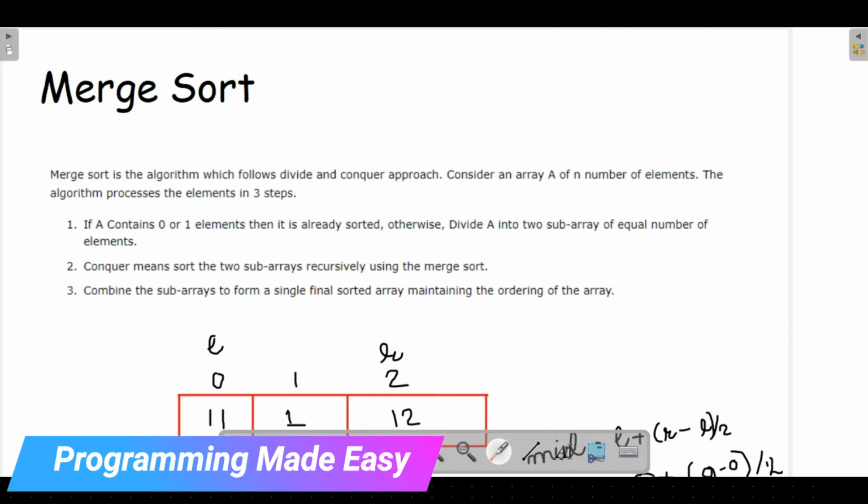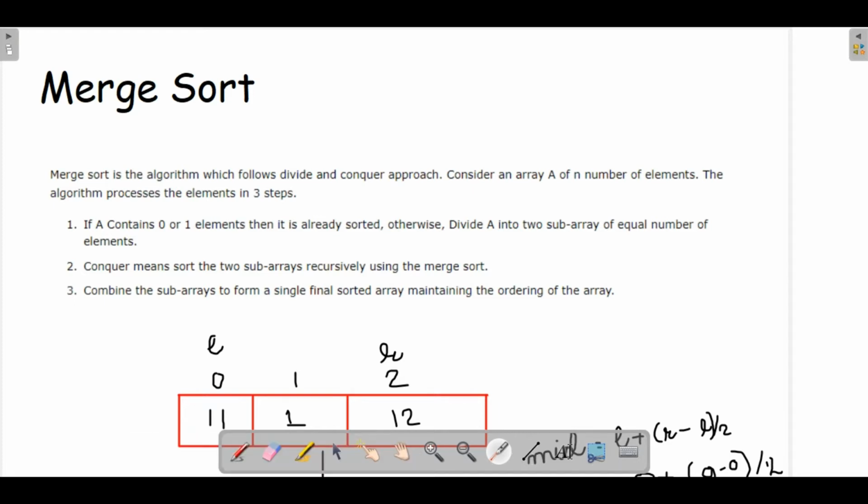This algorithm divides your array into two subarrays of equal number of elements. This was your first phase, where you divide your array. The second phase comprises the conquer, which means to sort the two subarrays recursively using merge sort. What that means is we got two subarrays, though they are part of that single array only.